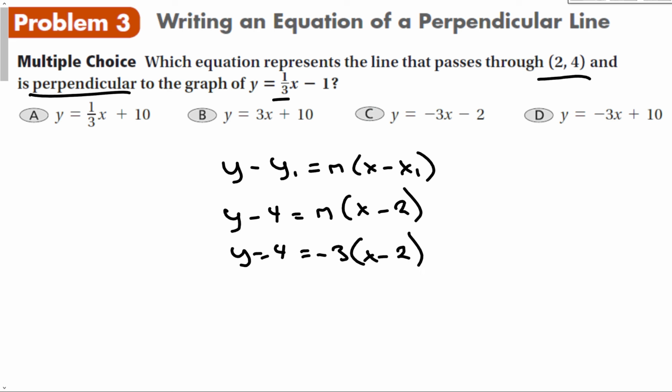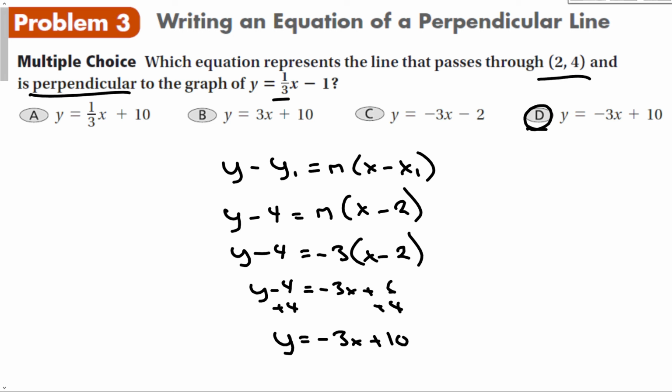Times x minus 2. Okay, well, all of these choices happen to be in slope-intercept form. So let's put it into slope-intercept form. So y minus 4 is equal to negative 3x plus 6. Add 4 to both sides. And I have y is equal to negative 3x plus 10, which is D.